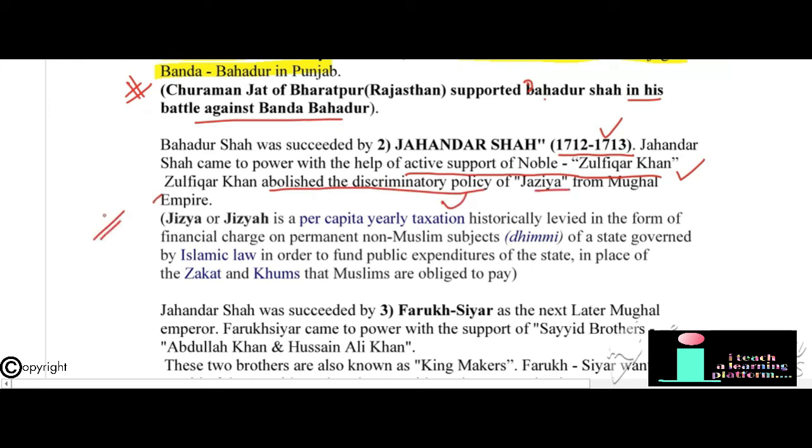So what was jizya? Jizya is a per capita yearly tax historically levied in the form of a financial charge on permanent non-Muslim subjects of a state governed by Islamic law in order to fund public expenditures of the state, in place of zakat that Muslims are obliged to pay.